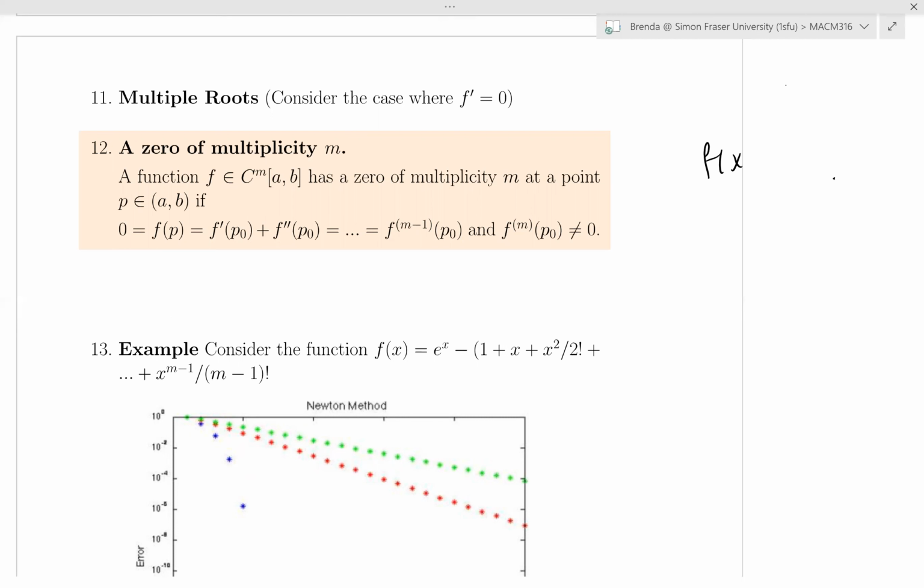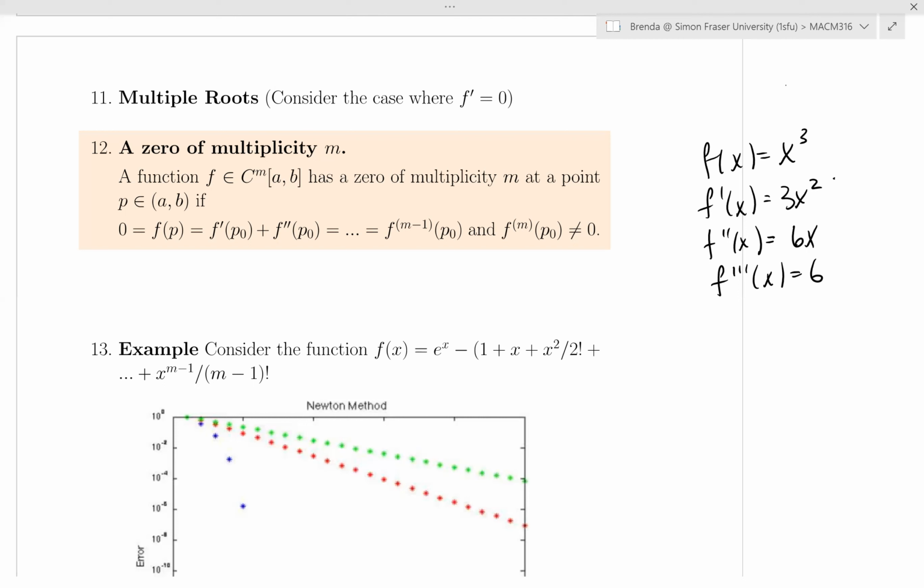This simple function there has a root at 0. But it is also the case that the derivative is also 0 at the root. And in fact, the second derivative is also 0 at the root. And then the third derivative is no longer 0 at the root. So at x equals 0, the root that you're trying to find, both the first and second derivative are 0 there.